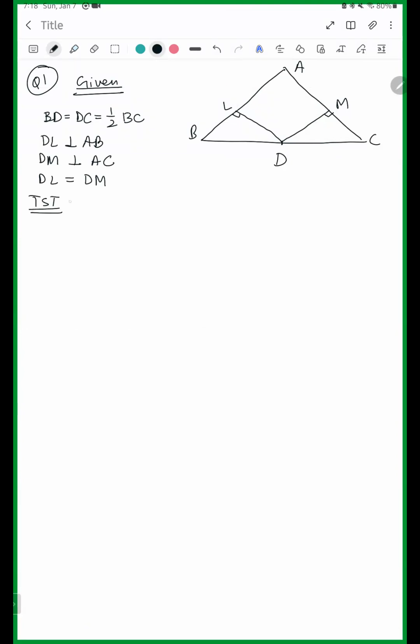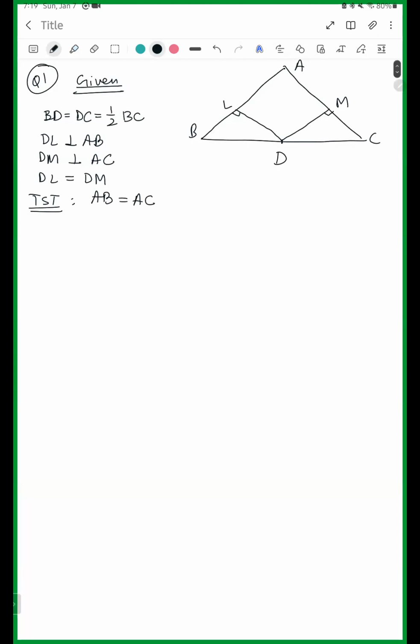So the question, I will repeat it. It says in triangle ABC, D is the midpoint of BC. If DL is perpendicular to AB and DM is perpendicular to AC, such that DL is equal to DM, prove that AB is equal to AC. To show that AB is equal to AC. Please write this question down because it's not there in the book. So you might forget what the question was asking.